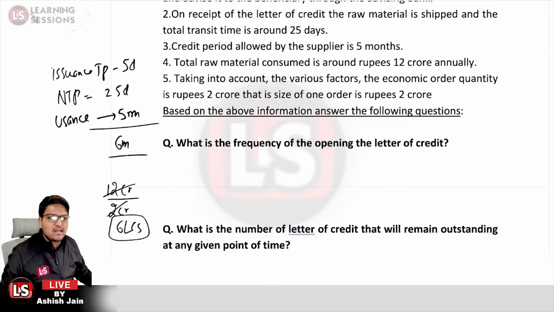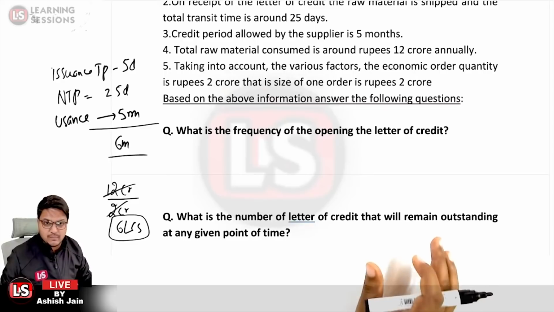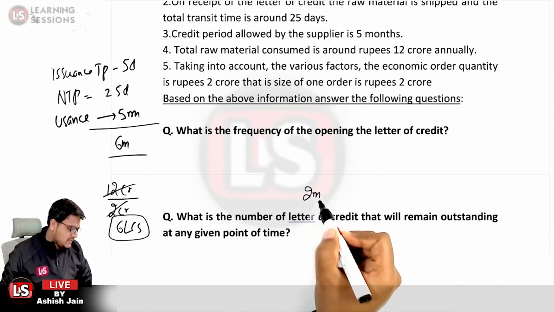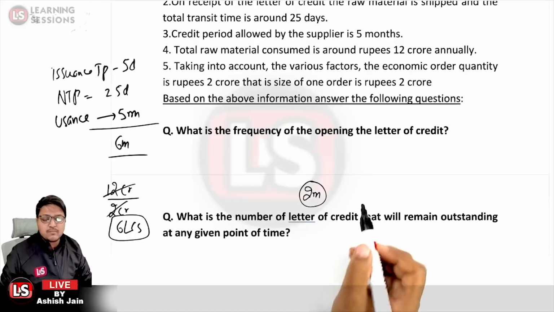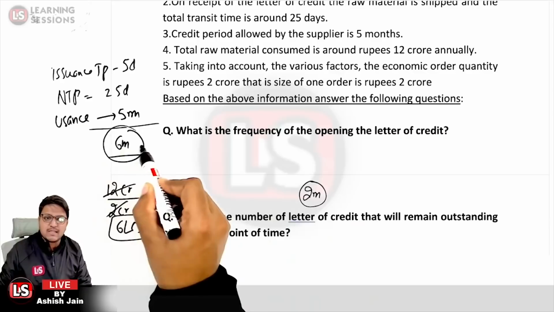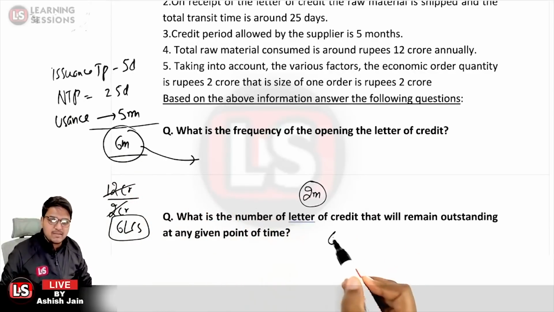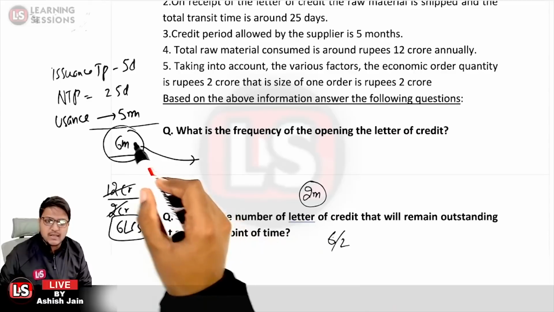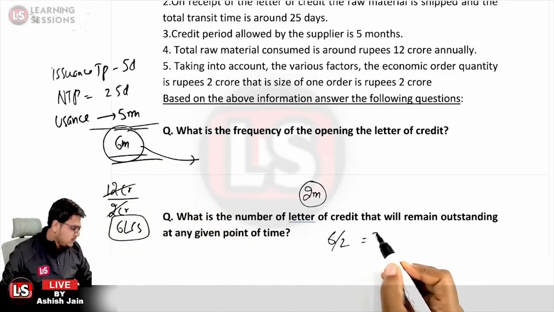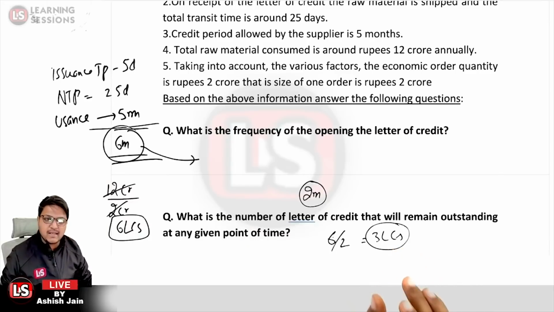Next question: what is the number of letters of credit that will remain outstanding at a given point of time? I already told you that after every 2 months an LC will be opened, and each LC will be open for at least 6 months. So how many LCs will be outstanding at a particular time? It will be 6 divided by 2, that is the time period of 1 LC divided by the frequency of LC, which equals 3. So a minimum of 3 LCs will be outstanding at any instance.